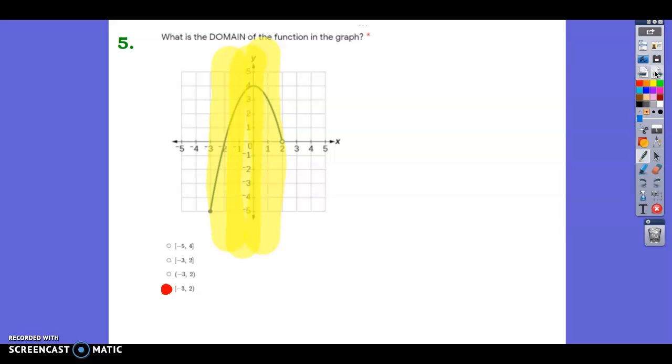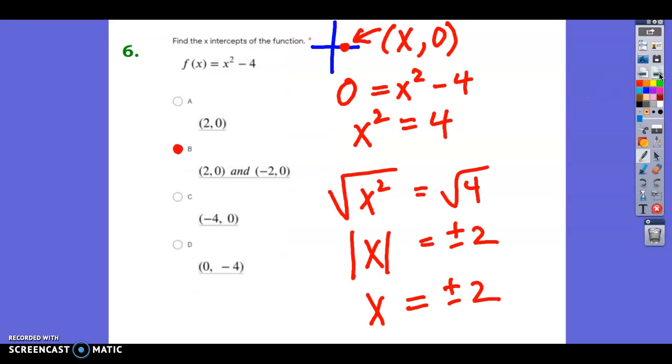Number 5, what is the domain of the function? Well, now we've got a graph. So we are going from the lowest to the highest, and when they're asking for the domain, that's the x values. So from -3 up to 2, but not including 2, which is why there are hard brackets around the -3 because we're including that value, and we're not including the 2 because of the hole.